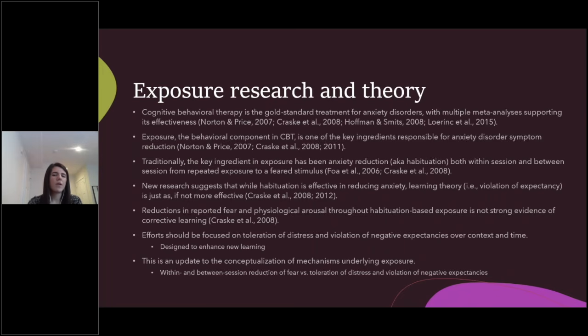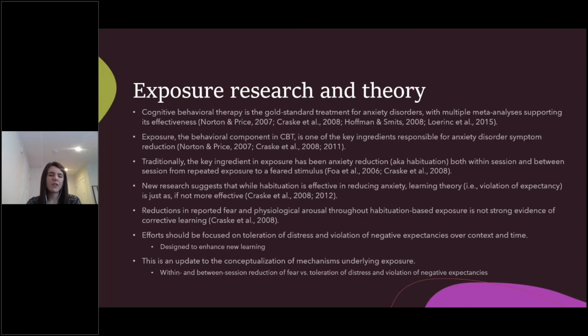So traditionally, what would happen is there would be a repeated exposure to the same feared stimulus over and over, and the expectation would be that habituation would occur and that anxiety would reduce both within the session and between sessions. And new research suggests that, while habituation is effective in reducing anxiety, we know that it works. Learning theory, or in other words, the violation of expectancy, is just as effective, if not more effective.